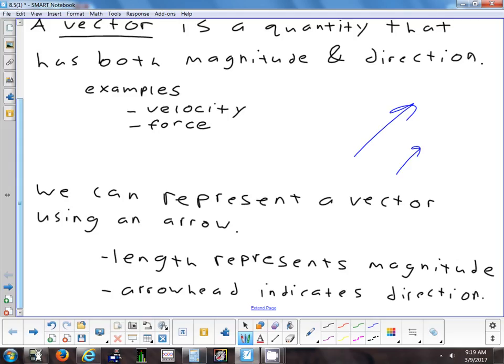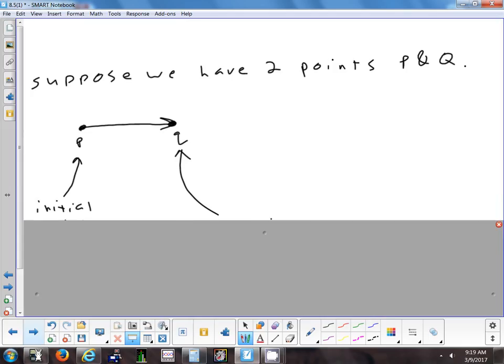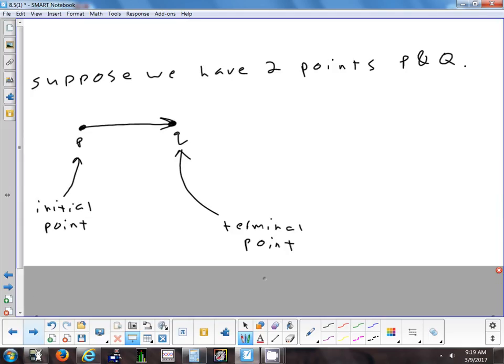So any question on how you can represent a vector as an arrow? Or it's a ray, like from geometry. All right, so when we draw a vector, it has two points. It has what we call an initial point and a terminal point. The initial point is where the vector starts. The terminal point is where it ends.